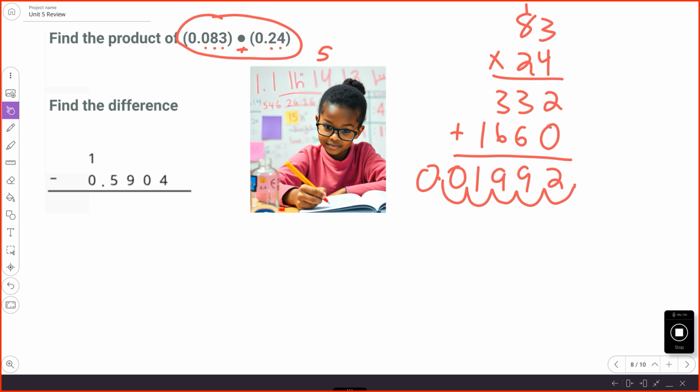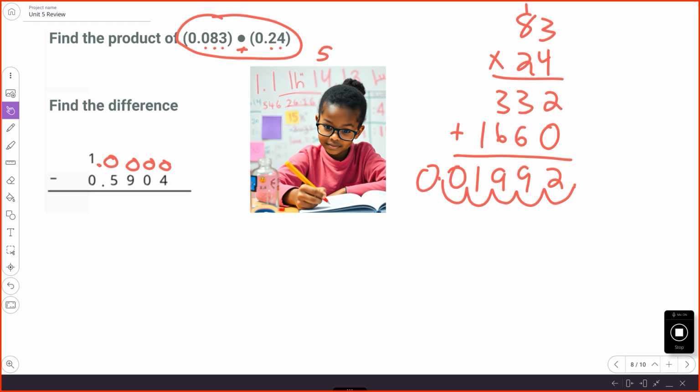Next part of the question. Okay, here, find a difference. What's important here? Zeros. Let's put these zeros where they need to go. That decimal stays there. All right, this is just straight up second, third grade subtraction here. Okay, just got to borrow. So how do we do this?